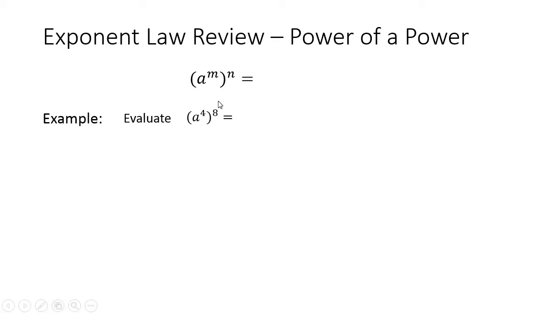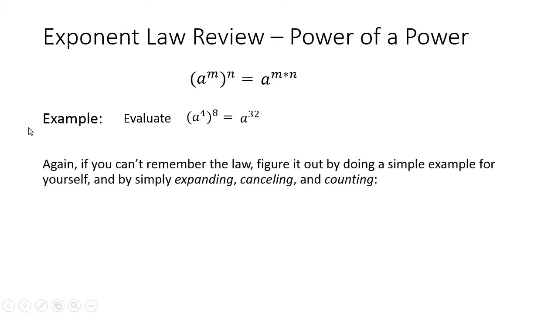So the power of a power, a to the m to the n. You multiply those exponents. Looking at an example here, a to the 4 to the 8, that'll be a to the 32. Again, if you can't remember the law, figure it out by doing a simple example for yourself.